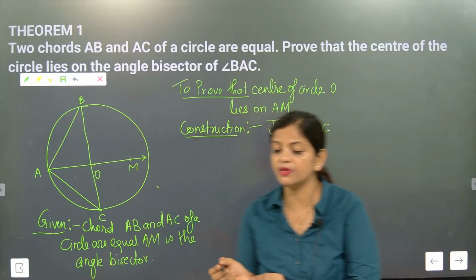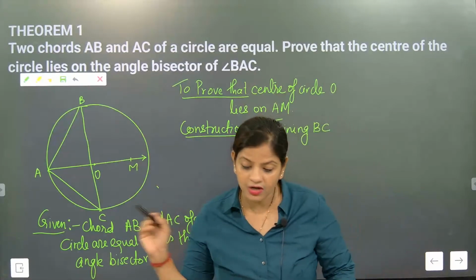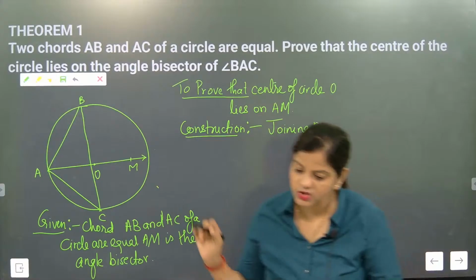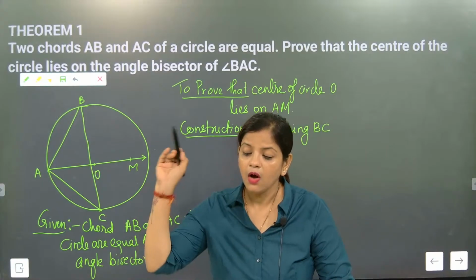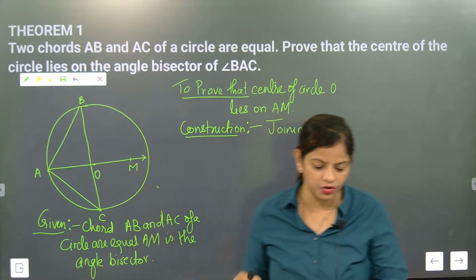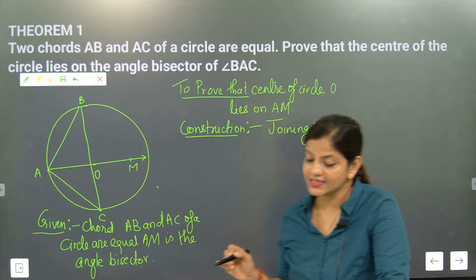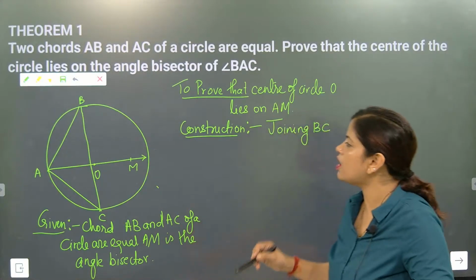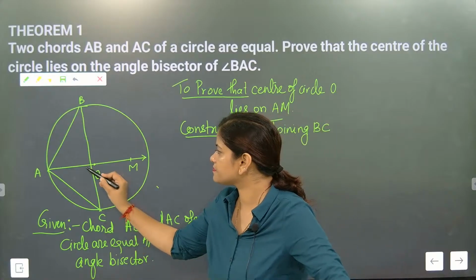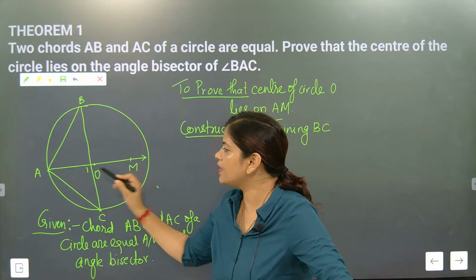Yes beta, construction means joining BC. So we are going to join BC. Once we have joined BC, what is the next work we are going to do? Till here, understood? Now we have to draw the bisector. We are going to draw bisectors.